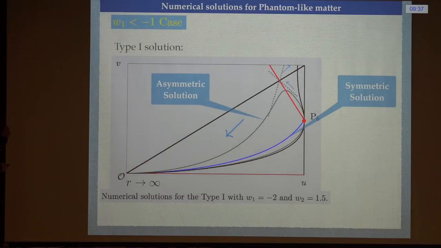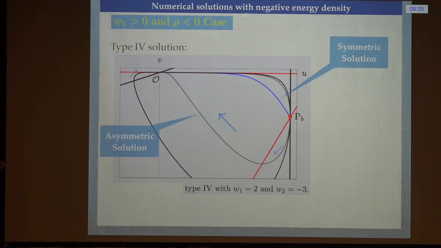This is a numerical solution for the phantom-like matter, W1 minus 1 case. You can find both ends at O. There exists some ends at O. So this is a symmetric solution. This blue one is the symmetrical solution. And this is for the negative energy case. And you can find that both ends of the curve end at O. So one curve starts from PB and here, the other goes to here.